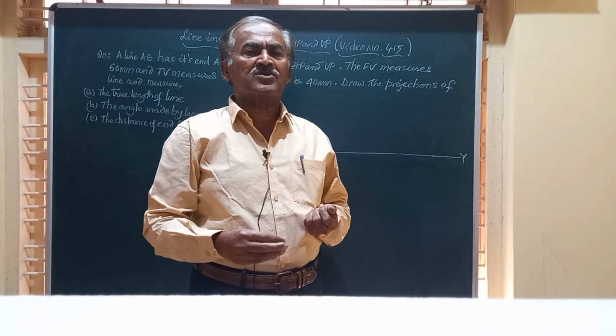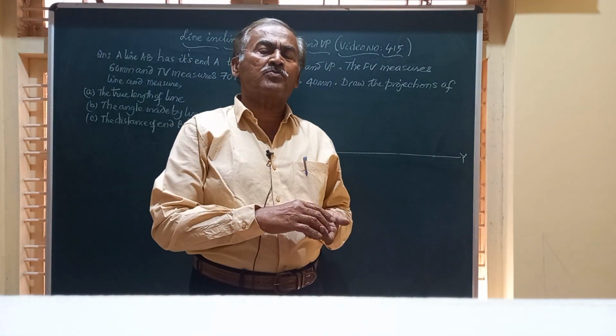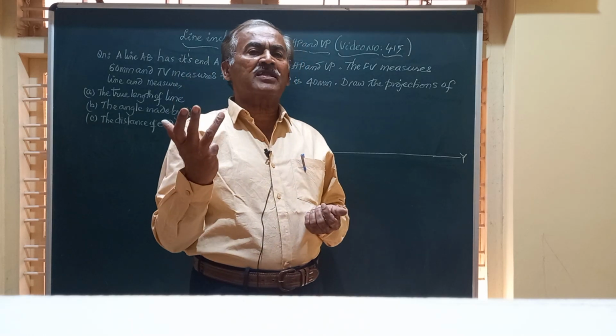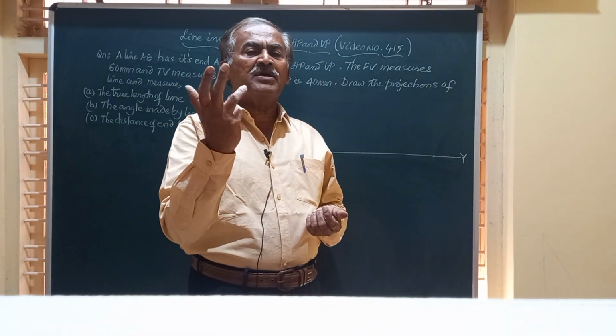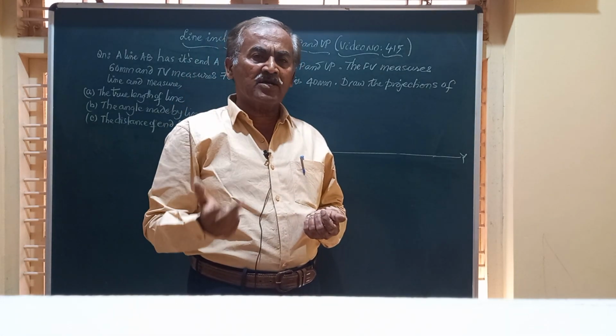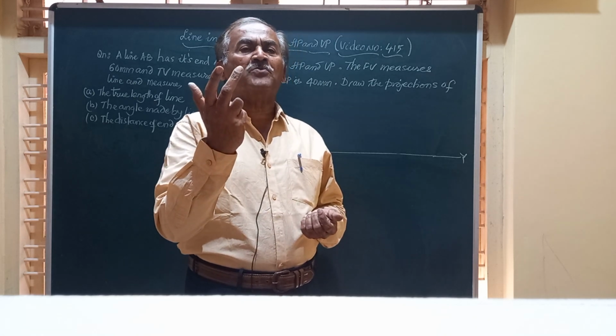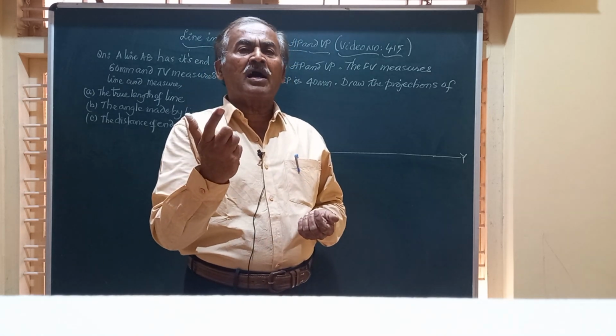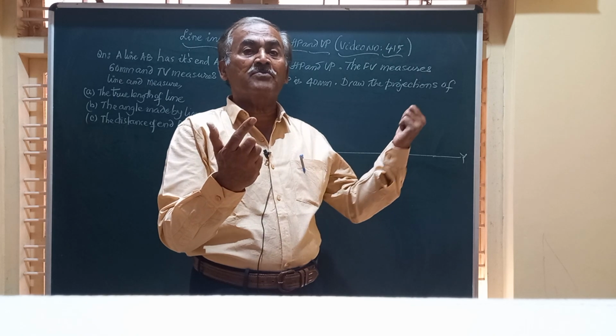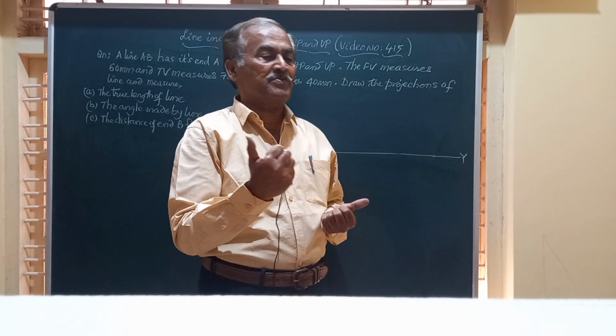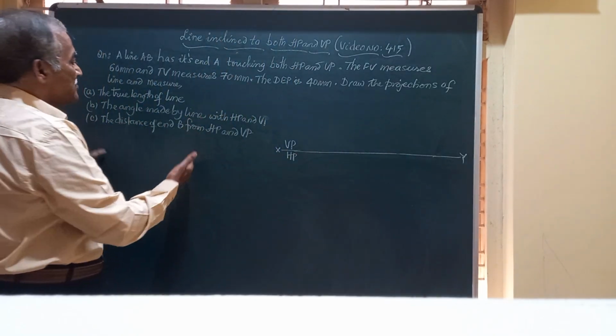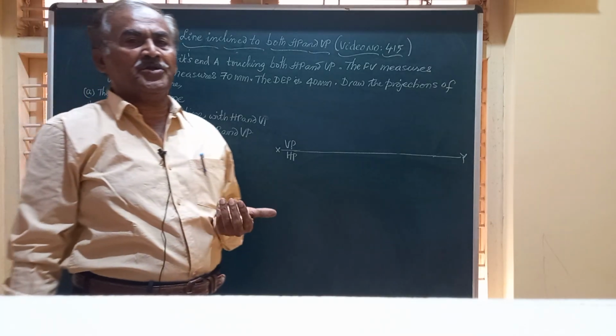So utilizing this data, we should be able to obtain the true length of the line, the angle made by the line with HP, that is theta, the angle made by the line with VP, that is phi, and the distance of the end B from both HP and VP. That is what is asked in today's question in this video.